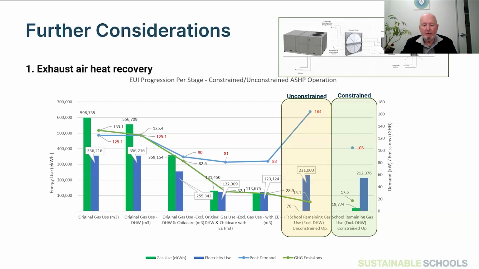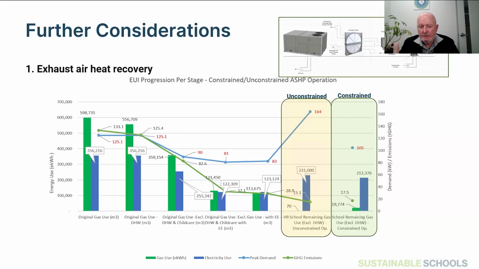We talked about exhaust air heat recovery already, and we like this little winky wonky model as things bounce around. But what Mark did with this is the unconstrained operation here, that yellow box second from the right, would take us up to a peak electrical demand of 164 kilowatts. The constrained operation keeps that down to 105 kilowatts.